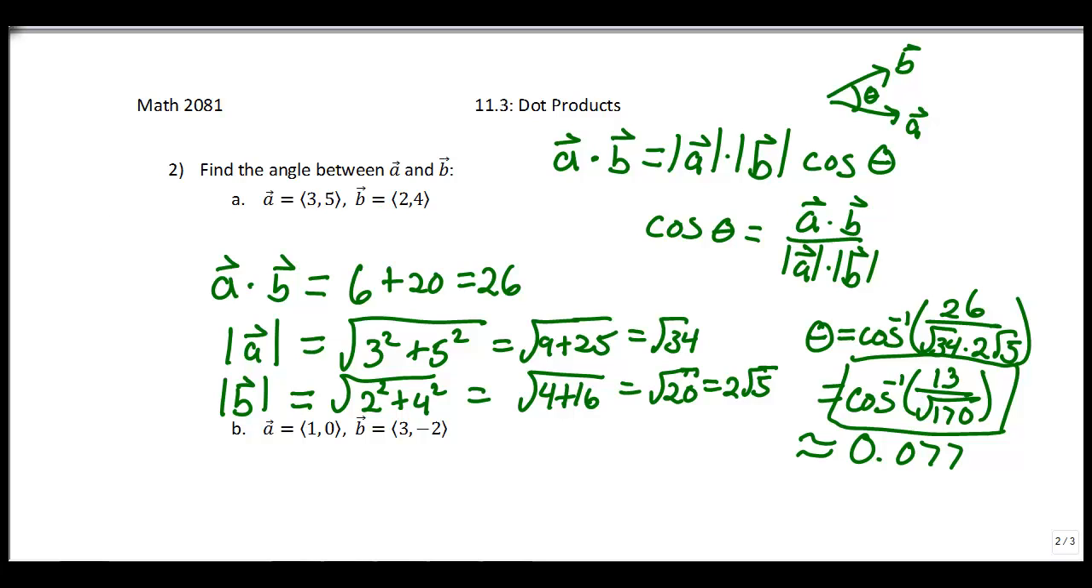If you tried to graph this quickly, let's make a chart here. Okay, so I get 1, 2, 3, 4, 5 and 1, 2, 3, 4, 5. And so I get a 2, 4, something like that. So that's going to be B. A is going to go to 3, 5, somewhere up here. And you can see on my crude drawing, these look like they're almost in the same direction anyway. They're not multiples of each other, but we have a very small angle between them, so that seems plausible.